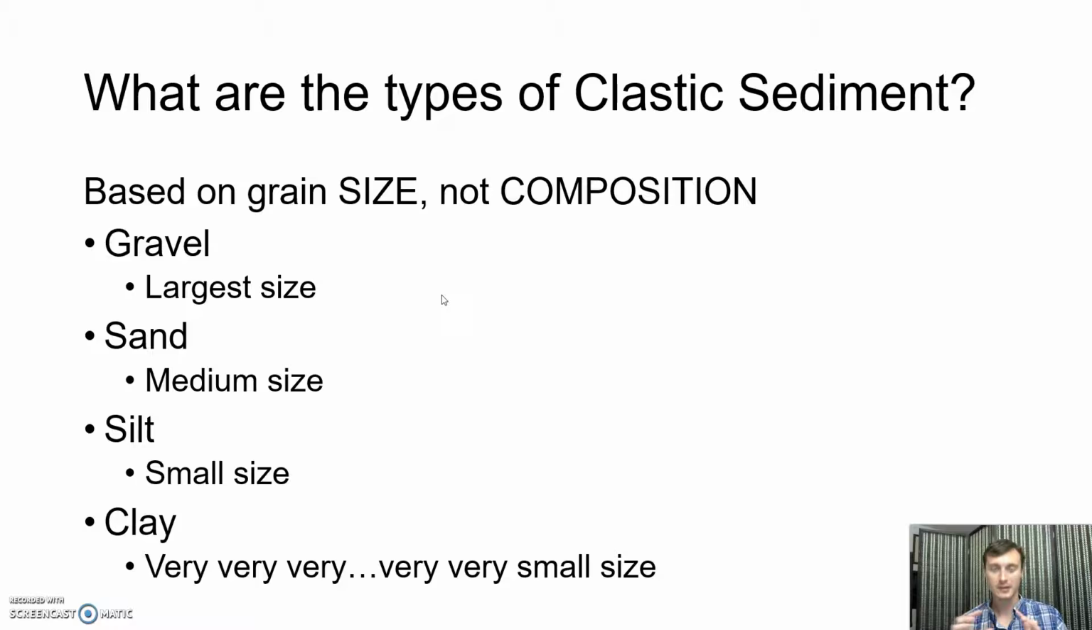So generally, the type of clastic sediment depends on the grain size and not what those grains are made out of. All we care about is how big the individual pieces are. So the biggest kind is going to be made out of gravel. In the middle you have sand, smaller is silt, and then really, really small stuff is going to be clay. So let's take a look.